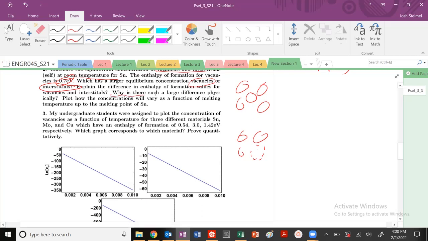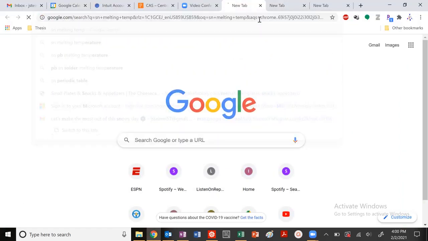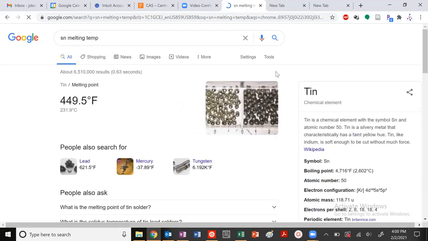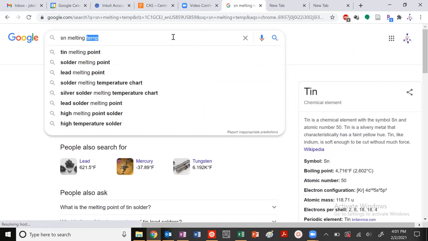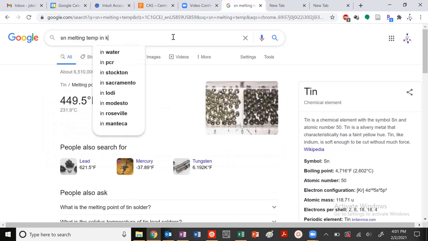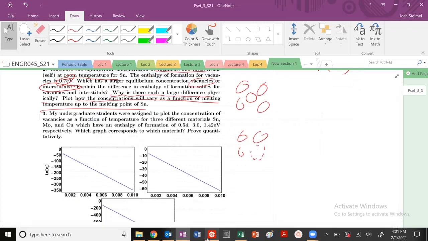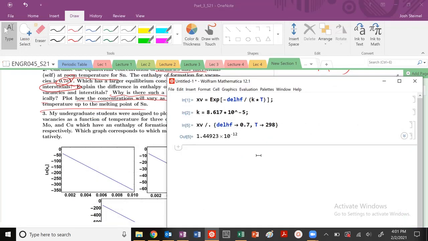That is the physical meaning, the large difference physically. Now plot how the concentrations will vary as a function of temperature up to the melting temperature of Sn. So let's do Sn, melting temp. And it is very, very small. The Sn melting temp in K is 505. So let's go ahead and plot that.